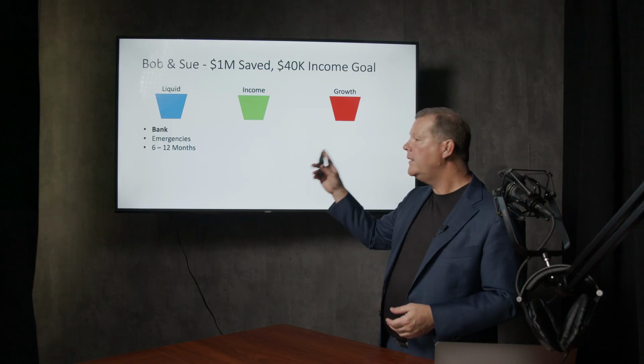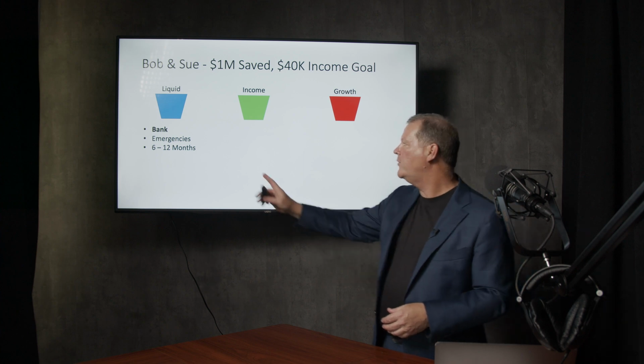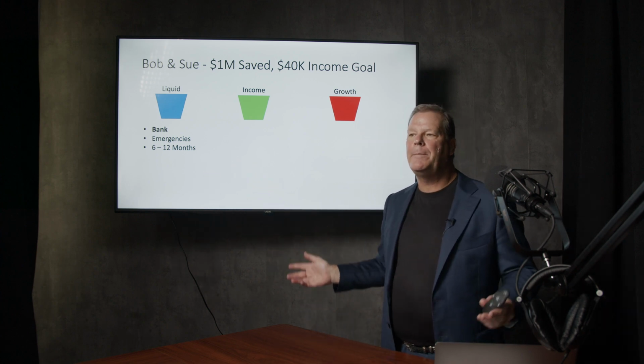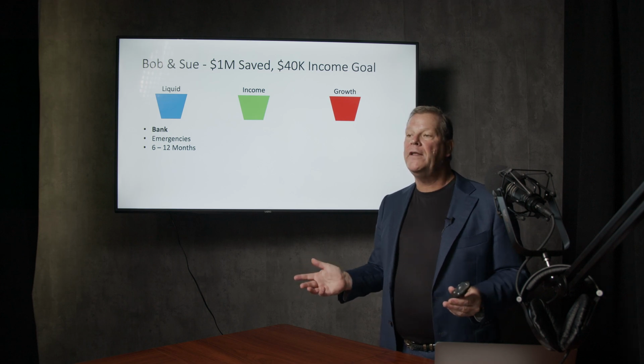Well, you'll notice on the screen we've got three buckets. We've got liquid, income, and growth. First, liquid bucket. What's going on there? This liquid bucket is money that you have at the bank. Now, you've probably heard this. Most financial advisors tell you you want to have 3 to 6 months saved in emergency funds at the bank. 3 months of your spending to 6 months of your spending.